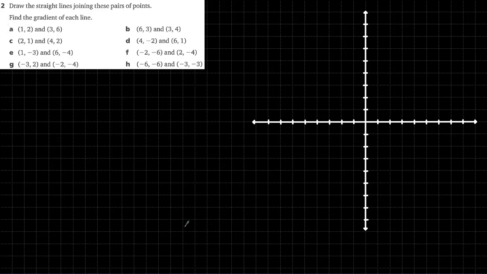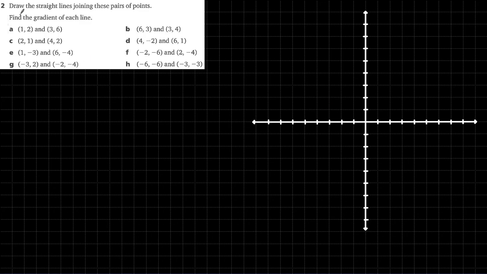Okay, let's solve one more question here. On this page I'm going to find the points, then draw the line and decide about the slope. Firstly, find the gradient of each line. It says I'm going to find the coordinates.